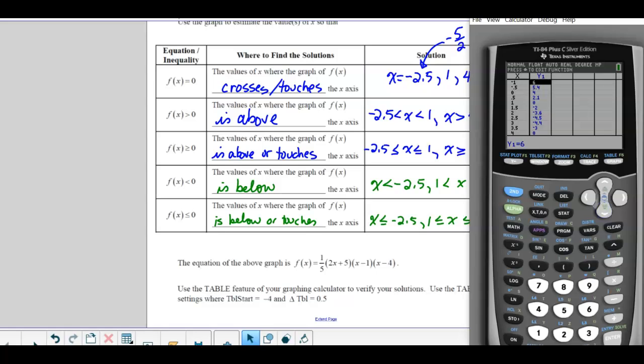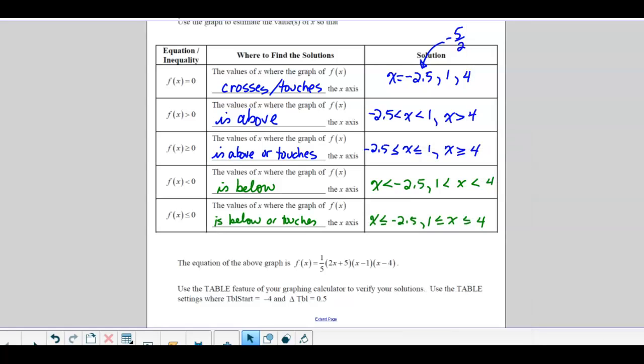Sorry. Less than 1 and greater than -2.5. So exactly what we have. So it's just confirming, right? You don't have to use the table feature. It's just another thing in your calculator, though, to know that it's there. It helps you use it. Okay.